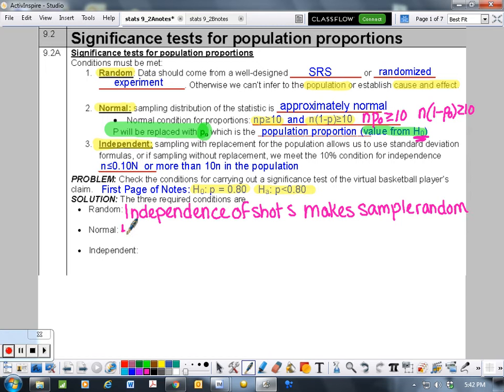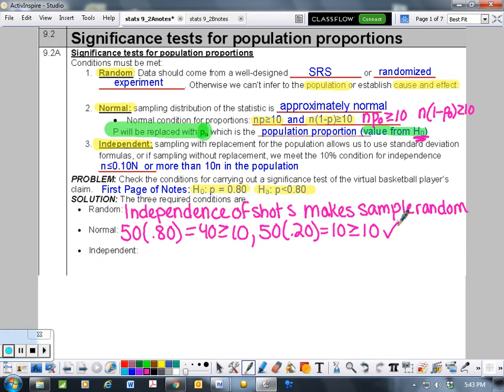So 50 shots he took, and we're assuming 80% of them should be made. That gives us 50 times 0.8 equals 40, which is greater than or equal to 10. And then 50 times our remaining 20%, which is 10, should be greater than or equal to 10. Because of the or equal to, we're good. We meet our normal condition.